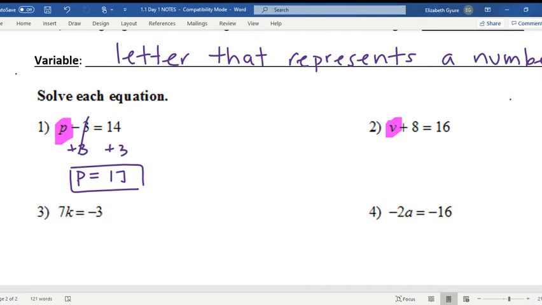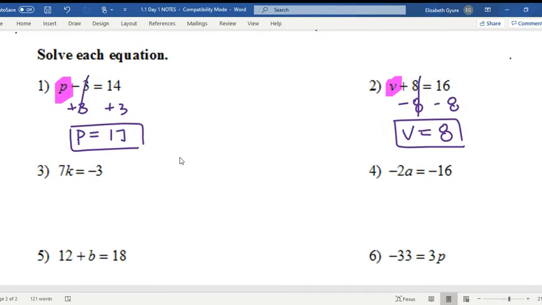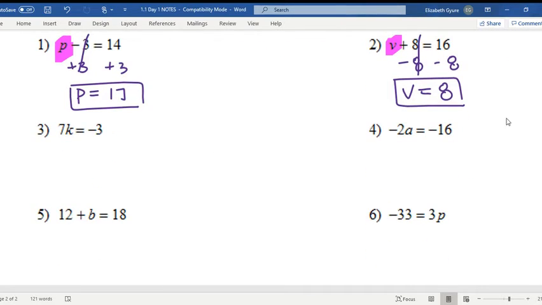That's correct, Mason. Annalise? Yeah, we're going to subtract 8 from both sides. Your 8's on the left will cancel, and you're going to end up with V equals 8. Good. Very good. All right. Number 3.